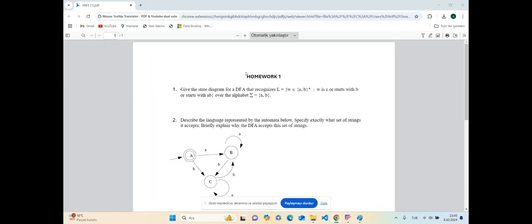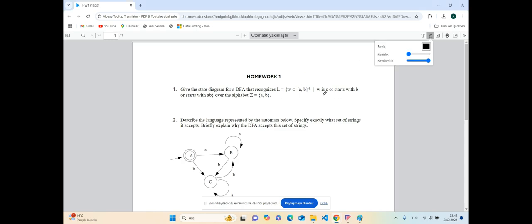Hello. Today, our first question is: give the state diagram for a deterministic finite automaton that recognizes the language where a string is epsilon, or starts with B, or starts with AB, over the alphabet. What is our alphabet? A and B.